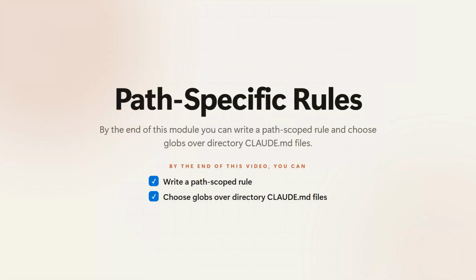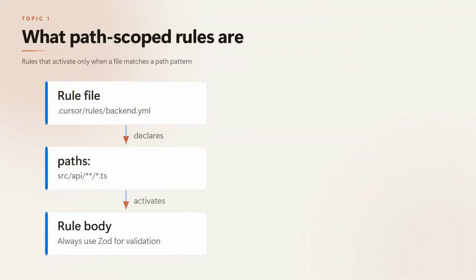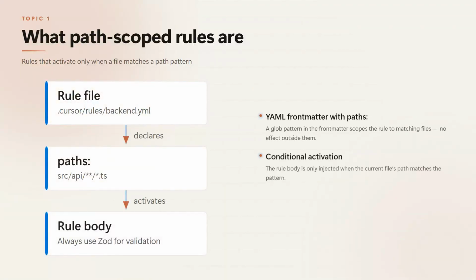Here is how this module builds up. Path-scoped rules are .claude/rules/ files with YAML Frontmatter containing a paths field. The glob patterns in that field control when the rule is active, only when you're editing a file that matches. This is conditional activation, not the same as import composition or a skill you invoke. The key distinction: it's deterministic, not inferred from section headers.